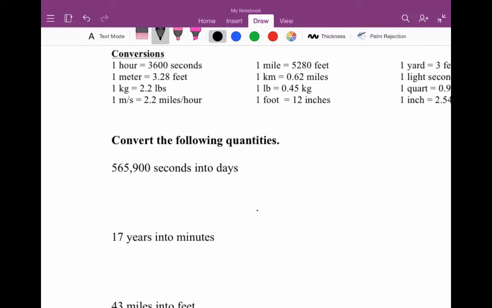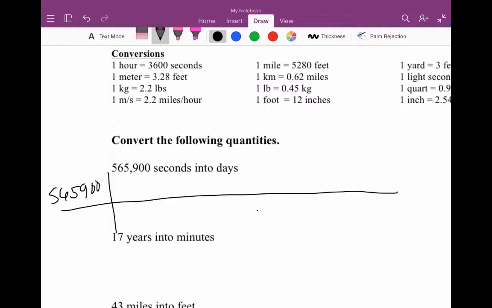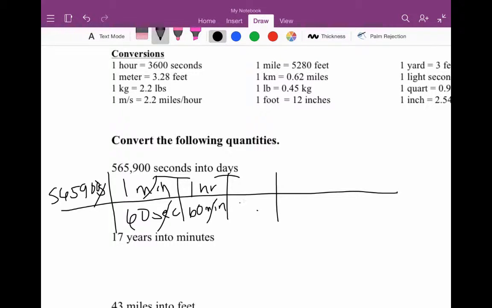565,900 seconds into days. To do that, we first set up our T-chart. We have 565,900 seconds, and we want to go from seconds to days. So we need to get rid of seconds. We know there are 60 seconds in 1 minute. Our seconds cross out. We know that there are 60 minutes in 1 hour. We know there are 24 hours in 1 day. Our hours cross out and we're left with days.